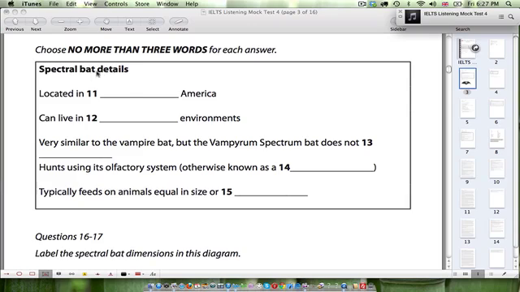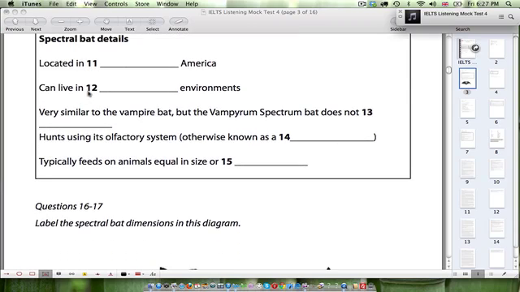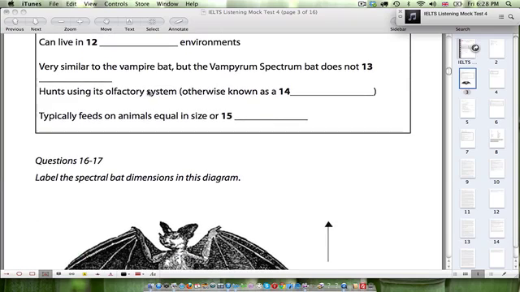Spectral bat details. Okay, listening to information about an animal located somewhere in America, can live in, okay, probably a climate, something like that. Very similar to the vampire bat, but the vampire spectrum bat does not. Probably a verb. Hunts using its olfactory system, otherwise known as, okay, keyword here, this will appear in the listening, olfactory. Typically feeds on animals.